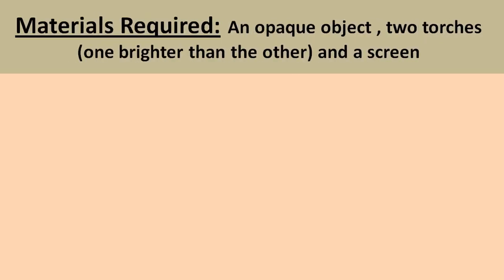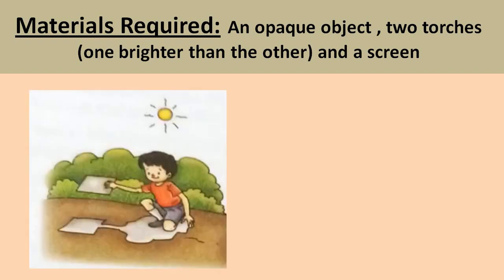For doing this activity, you need an opaque object, 2 torches, one torch brighter than the other, means one torch with the bright light and another torch with a dim light, and a screen to form the shadow. On a clear sunny day, go out in the open and cast a shadow of cardboard on the ground, as it is showing in the picture, means during daytime go out from the room and form this shadow using a cardboard. Now do the same thing in the night also, and you will find that no shadow is formed.